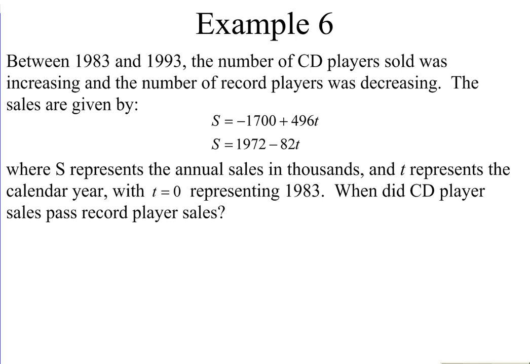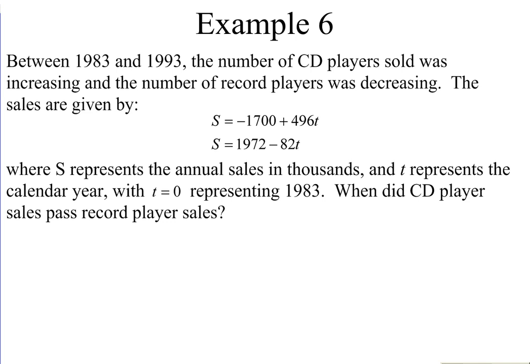Number 6, between 1983 and 1993, the number of CD players sold was increasing. The number of record players sold was decreasing. The sales are given by these two equations, where S represents the annual sales in thousands, and T represents the calendar year, with T equals 0 representing 1983. When did CD player sales pass record player sales?